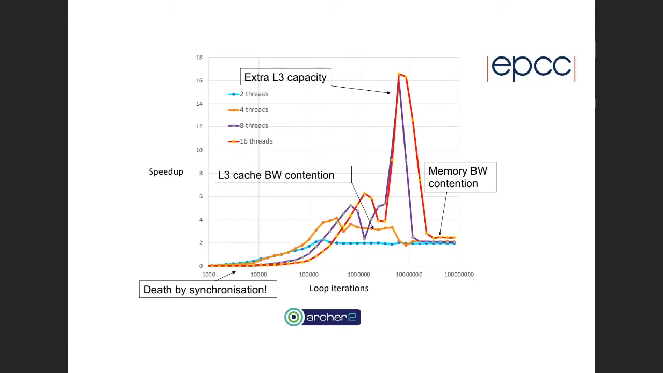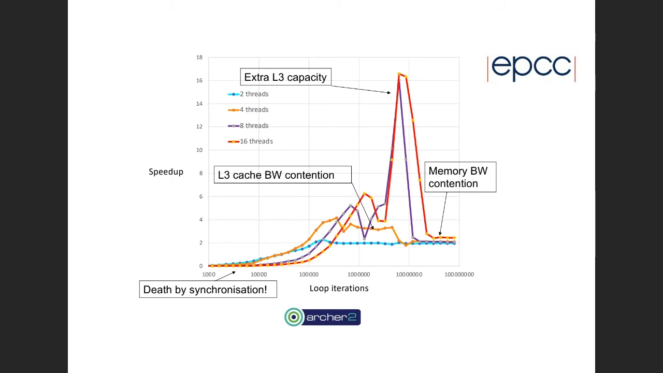Well, when it drops down to about 3, that's where the data doesn't fit in level 2 caches anymore. And what we're seeing there is contention for the level 3 cache bandwidth. Okay, so we've got 4 threads, so we're using all the cores that are connected to one of the level 3 caches in this case. So we are actually saturating the bandwidth to the level 3 cache.